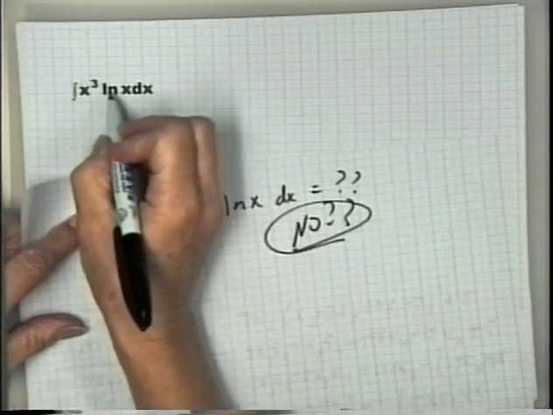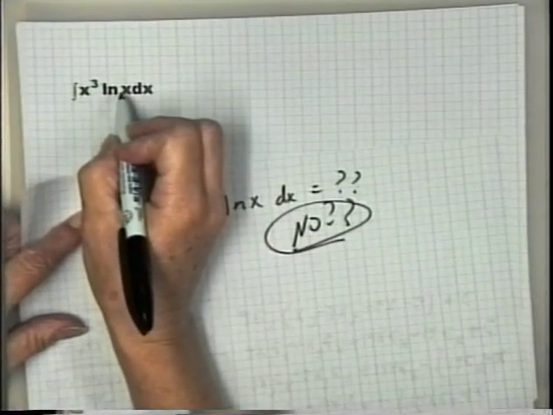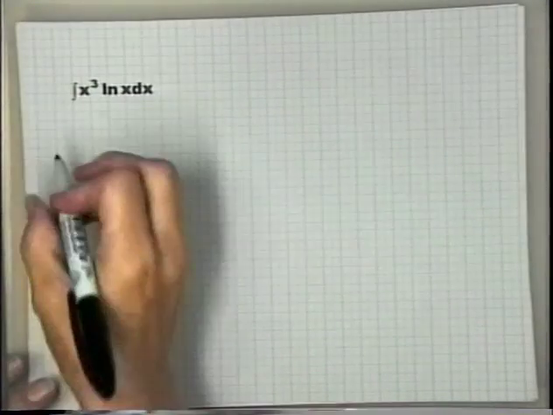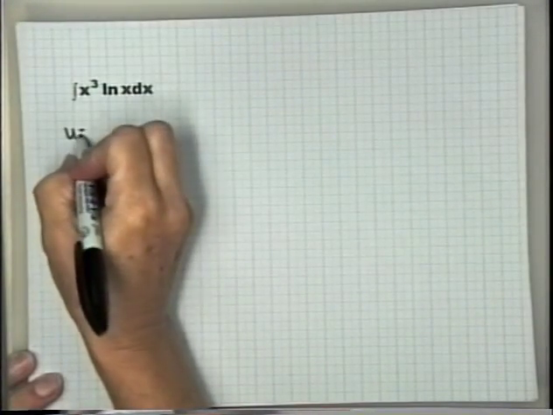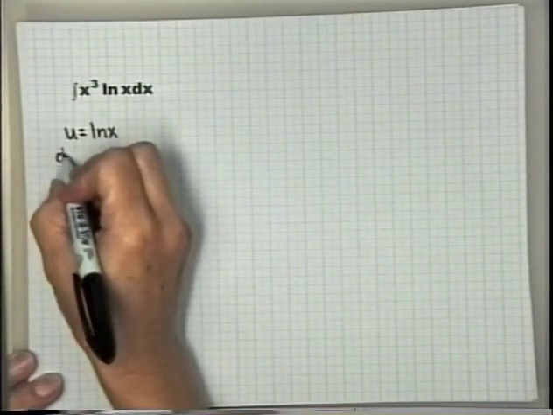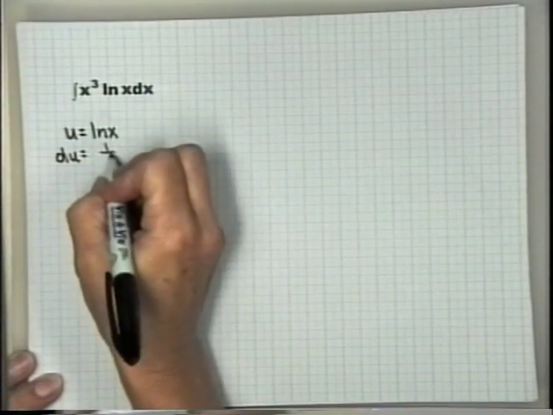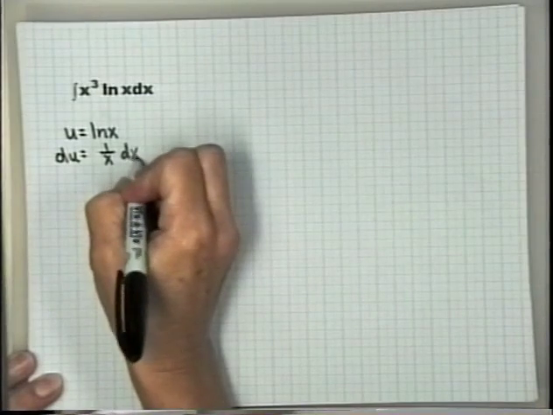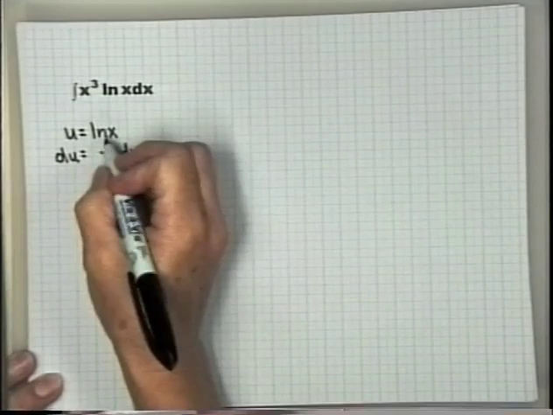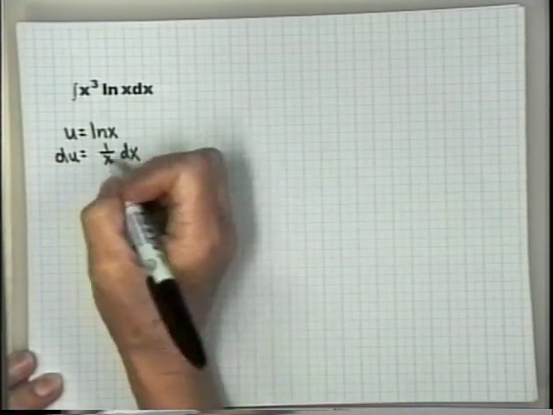So I cannot let log x be my dv because I don't know how to find an antiderivative of that. I do know how to take its derivative, however. And in fact, if I let u equal the natural log of x, the derivative is 1 over x dx. 1 over x is easier because I've gotten rid of that log function. So that's a good choice there.